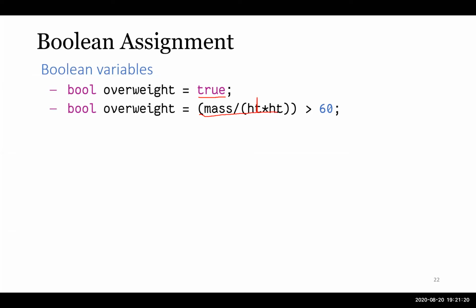You can do this as well: mass divided by height squared, this is the formula for BMI. If it's more than 60, then you're overweight. I'm not sure whether this is accurate, but basically, this whole expression will be evaluated to a true or false value. If you do not initialize the bool, what it contains, I don't know, because it's undefined. Like I said, anything you don't initialize is undefined. It depends on your compiler. Some compilers are very kind and will initialize to false for you. Some compilers do not, so it's random, 50% false, 50% true, so you don't know. That's the problem with leaving things uninitialized.